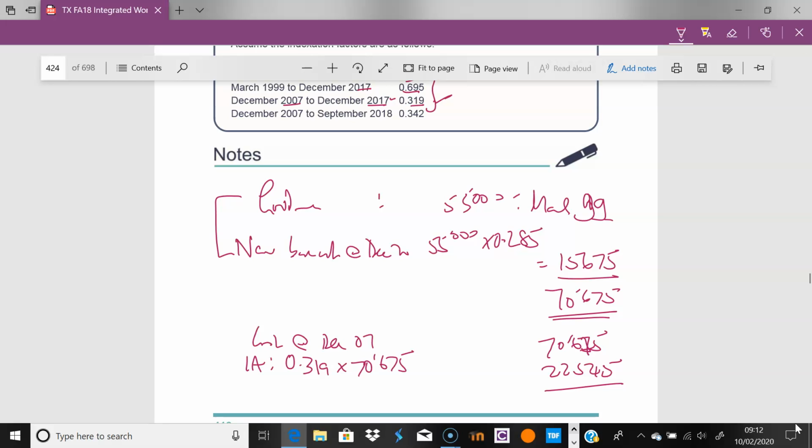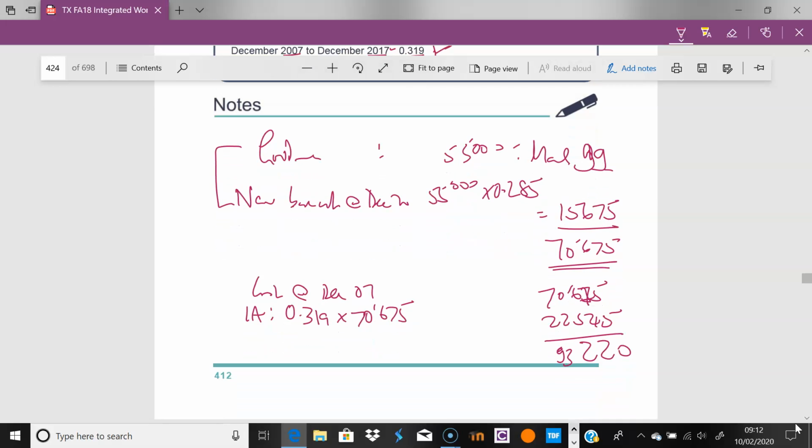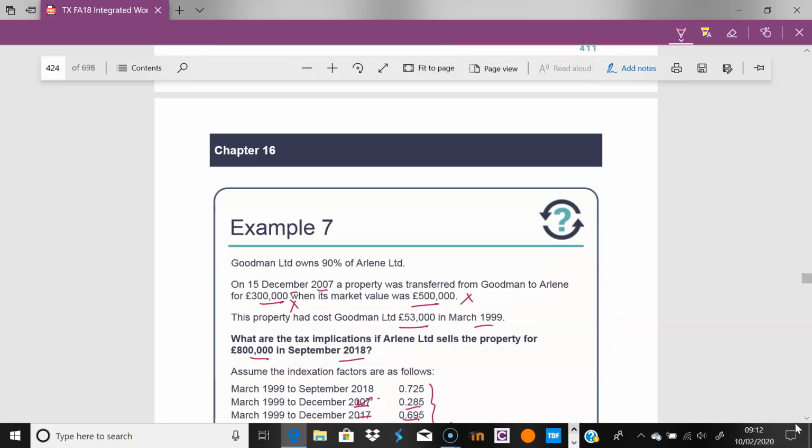22,545 plus 7,675.76 takes us to 93,220. Because again, all indexation stops according to the new standards and the new rules in December 2017, and that's my new cost. So when I come to sell this thing, it says that you sold this thing for, I believe, 800,000. Yes, so you sold it for 800,000.